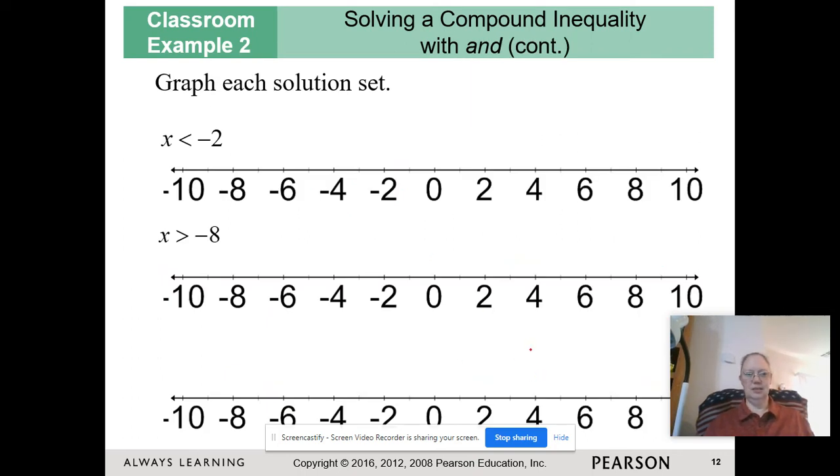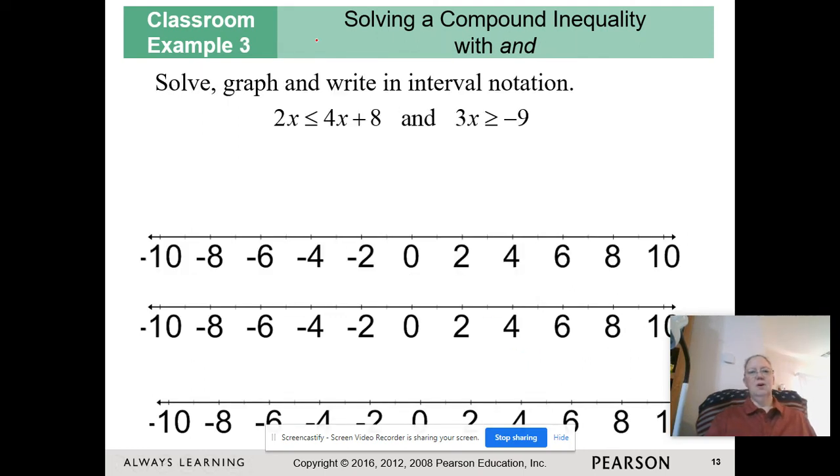We did this on the last slide. All right, so we're going to solve this one, graph the first one, graph the second one, and then our answer. It's and, which is the intersection, which means it's the overlap. So let's subtract 4x. We're dividing by negative, which means we have to reverse the symbol. So we're going to have x is greater than or equal to negative 4.